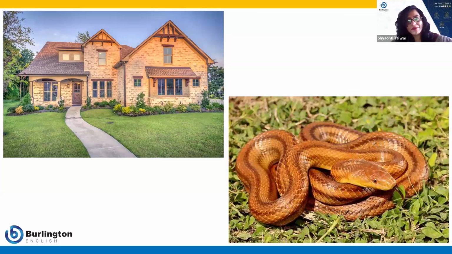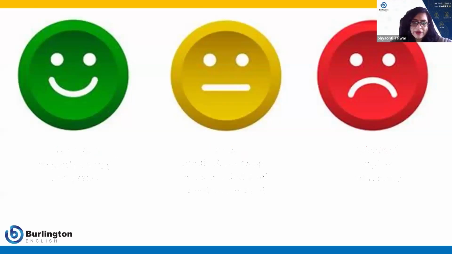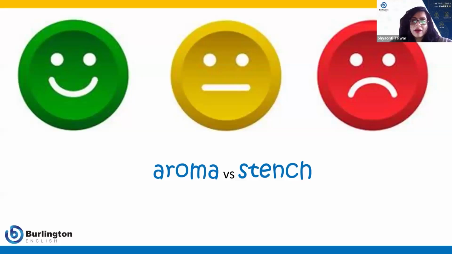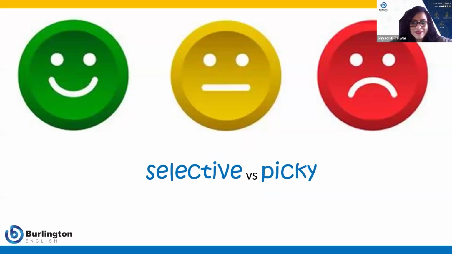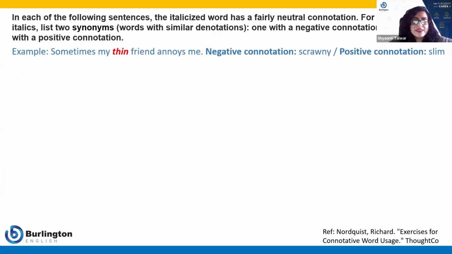And that is what we mean by connotation. So, like I said, they can be positive or negative. If we look at aroma and stench, both mean smell, but one is positive, one is negative. Mob versus crowd, again, negative, positive. Selective versus picky. And what are some exercises that we can give students?